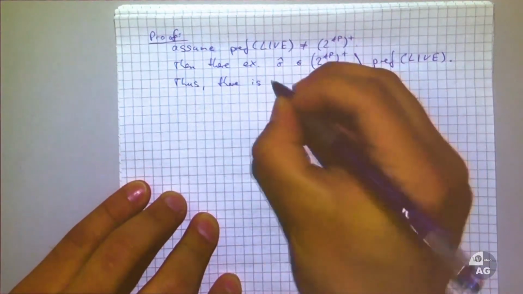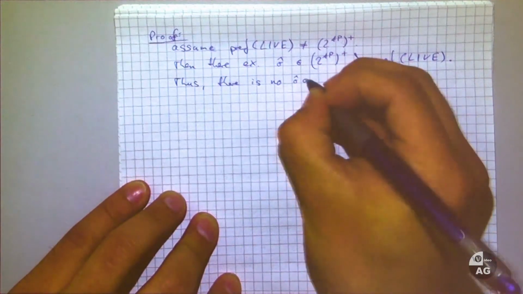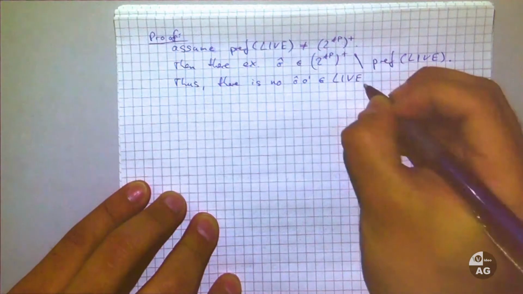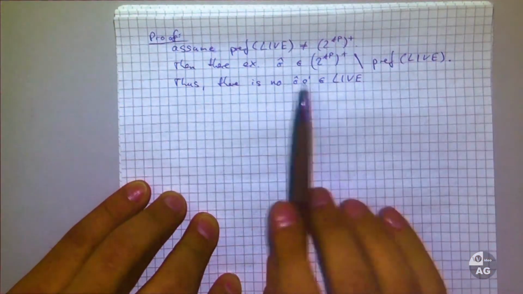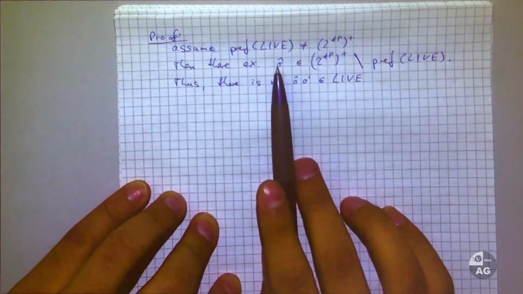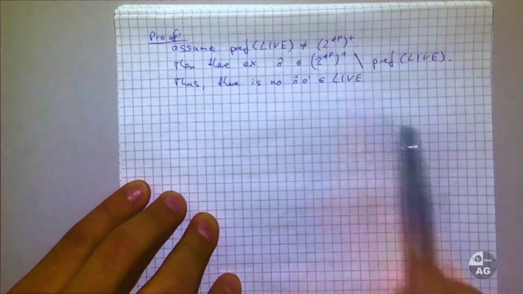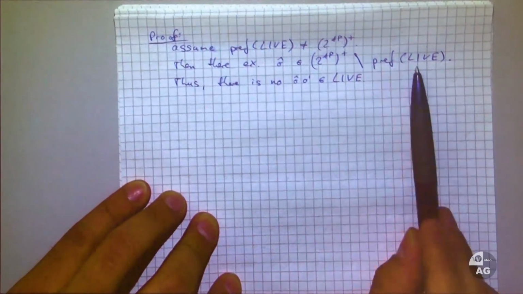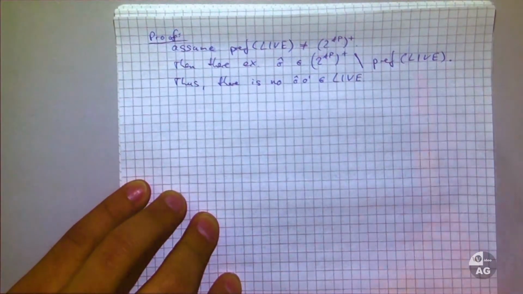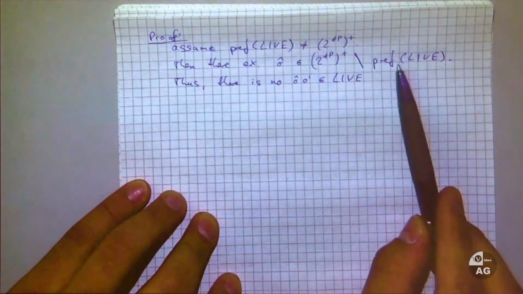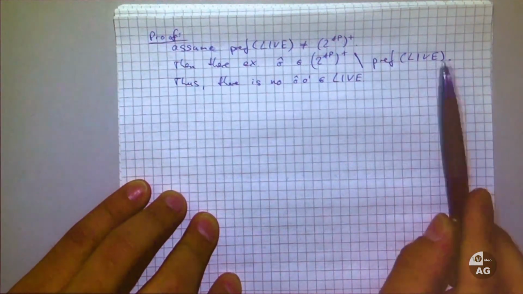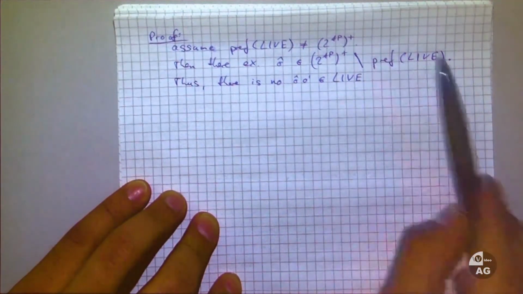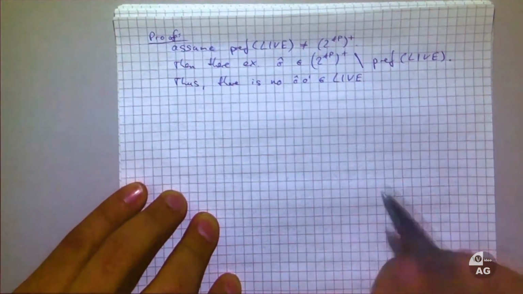But then there is no sigma hat, sigma prime in Live. Why is that? Why is there no continuation of sigma hat in Live? Because if there were, then sigma hat would be a prefix of Live, right? If there was some infinite word in Live such that sigma hat is a prefix of it, sigma hat would be contained in this set, but by our assumption it's not.